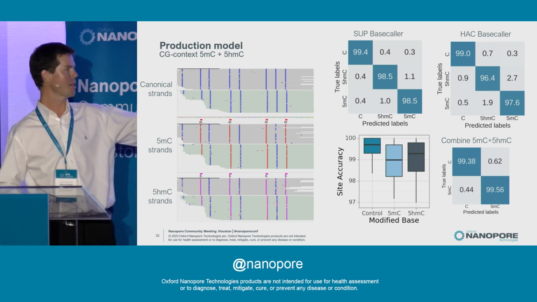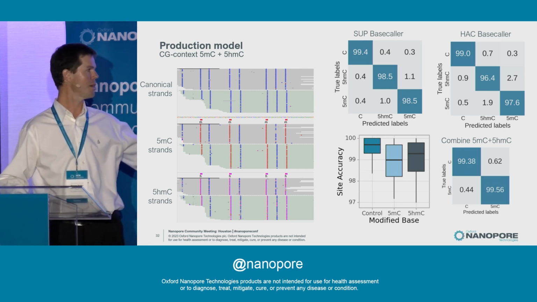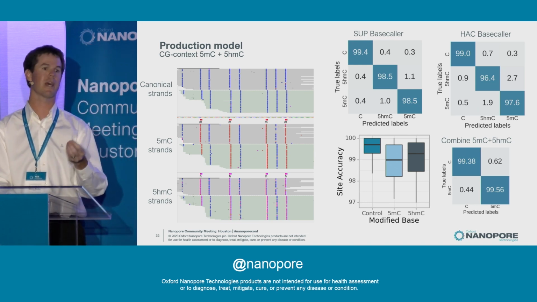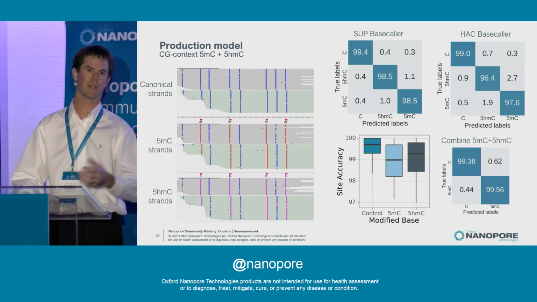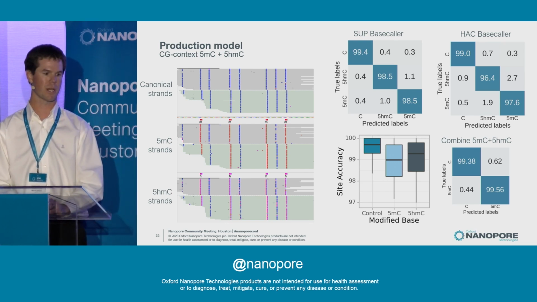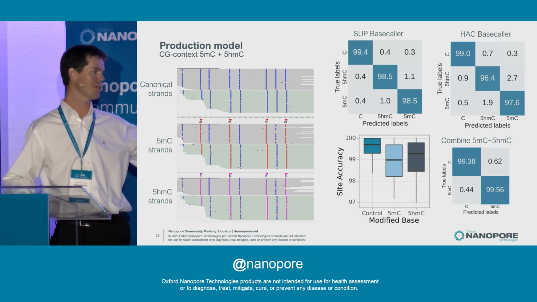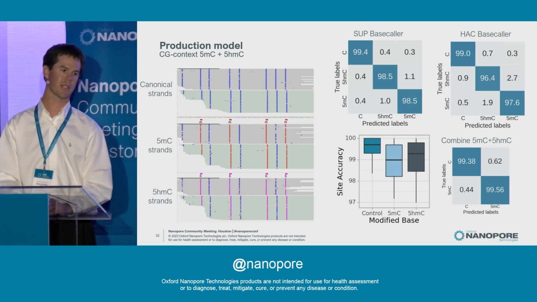And then additionally, using our ModKit tool, which I'll get into in a minute, in the bottom right, you can take these 5MC plus 5HMC calls and condense them down into 5MC calls to give you a comparison to classic bisulfite or other technologies. So that you can still condense your data down into that, and you see the accuracy is well above 99% when you condense it down there.